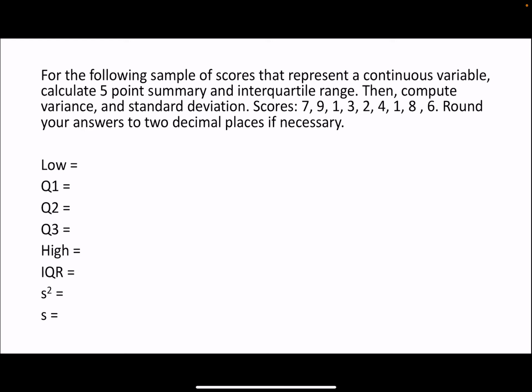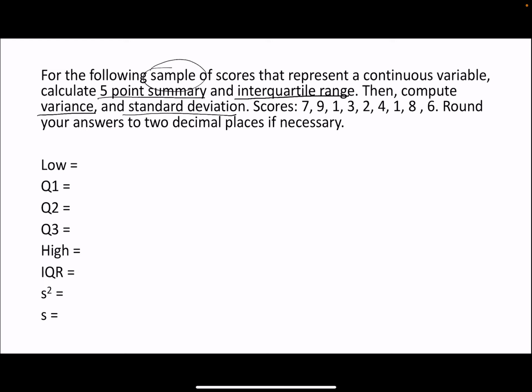Okay, so now on the next one, we're going to do our 5-point summary, and we're also going to find the interquartile range. And then, in addition, we're going to find our variance and standard deviation for this set of data. We're going to start off, and this is a sample, by the way, so we are working with sample scores.